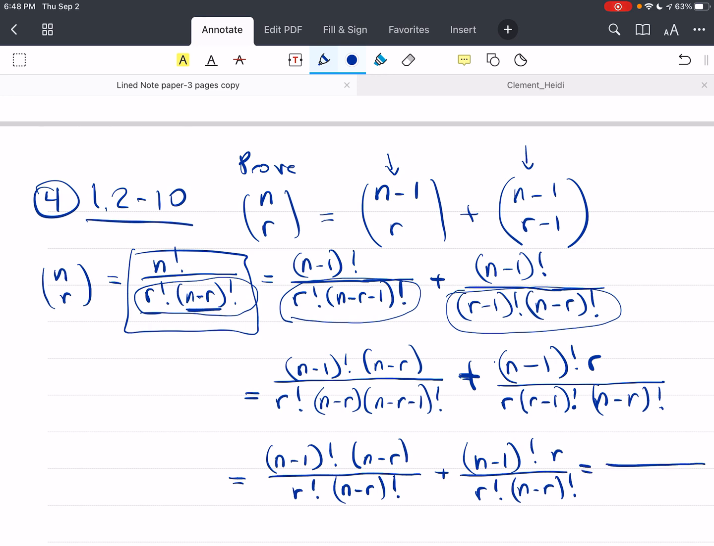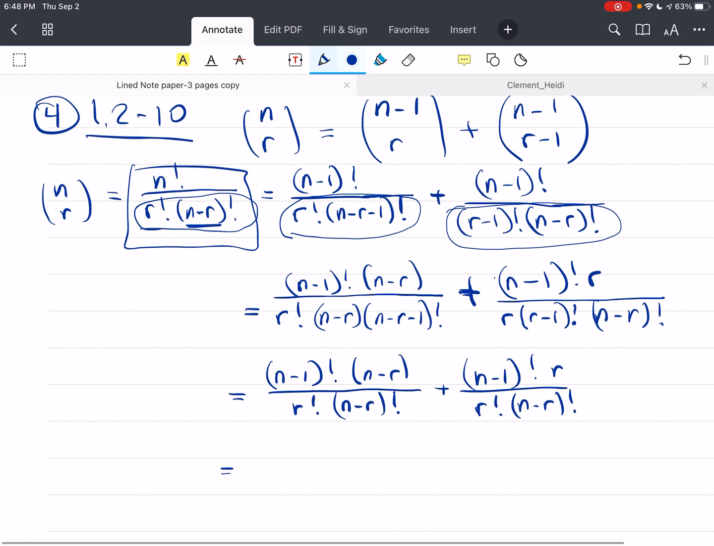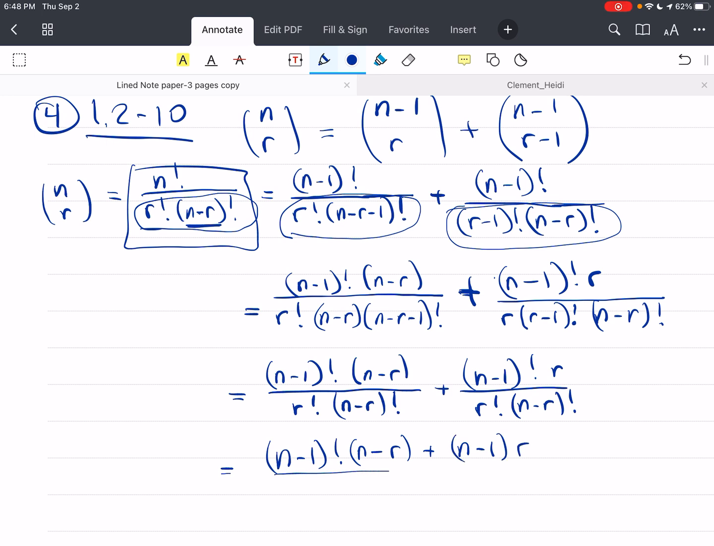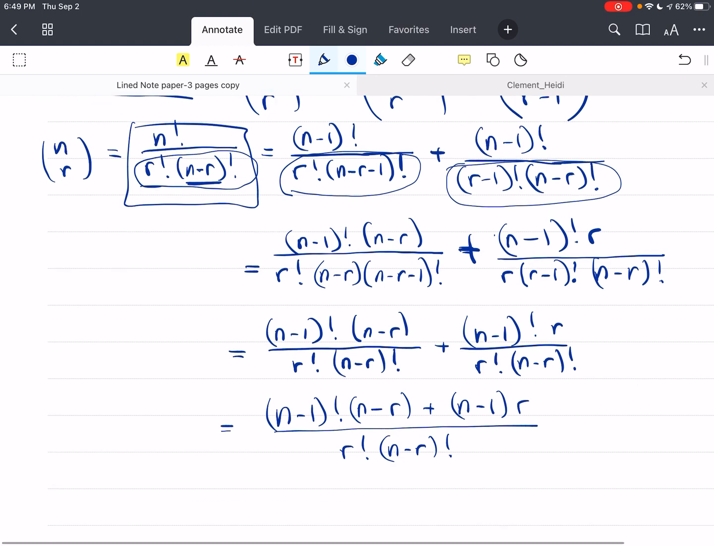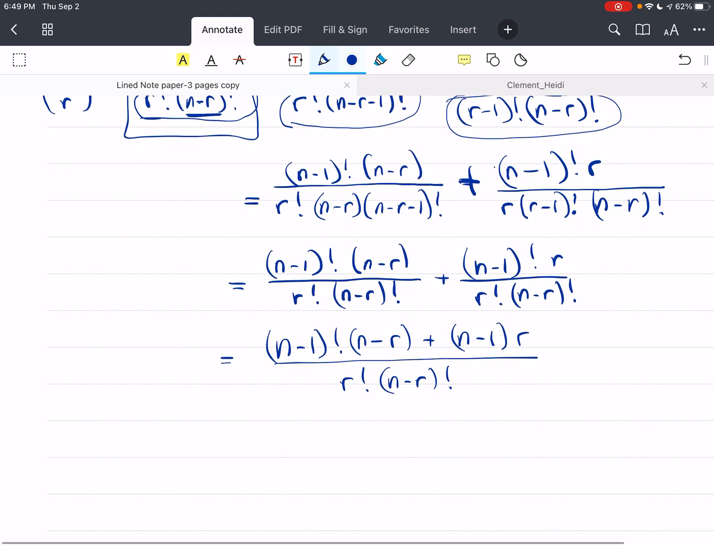So the top, well, there's not enough room there, so let's go down a little bit. So this is equal to n minus 1 factorial times n minus r, plus n minus 1 factorial times r, all over r factorial n minus r factorial. I'm writing an extra step here that I wouldn't write, as you'll see in the solutions I provide, but I'll do this because I'm explaining. I don't have to do that since I could just factor out, which is what I did, but this is just as good. You can do this if you like. Okay? And this was n minus 1 factorial. Make sure you get it right.